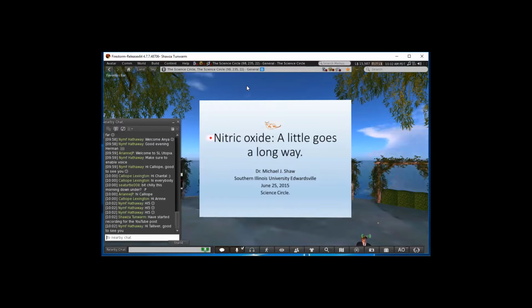I'm pleased with the turnout. When I started thinking about what to talk about today, nitric oxide came to mind. It's an old friend. It's a molecule that I've been studying for at least 20 odd years. So without any further ado, let's get started.